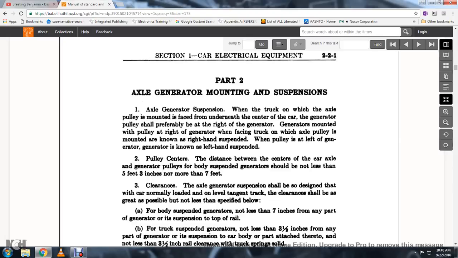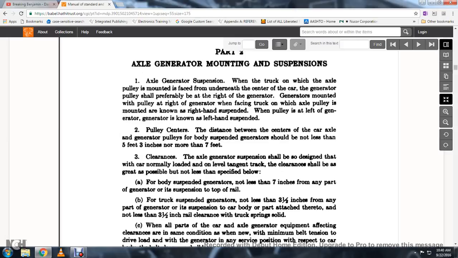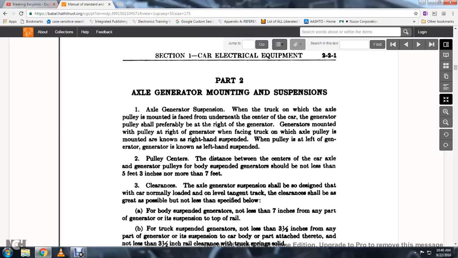Part 2. Axle generator motor. Motor suspension.